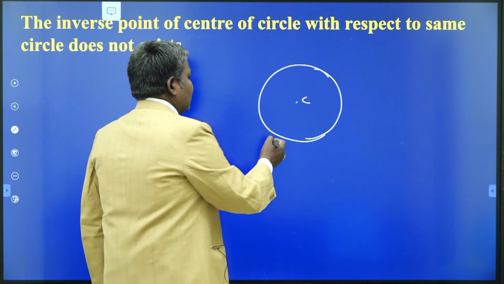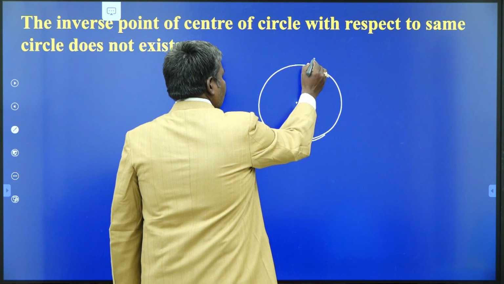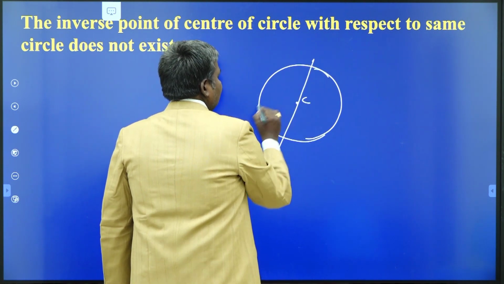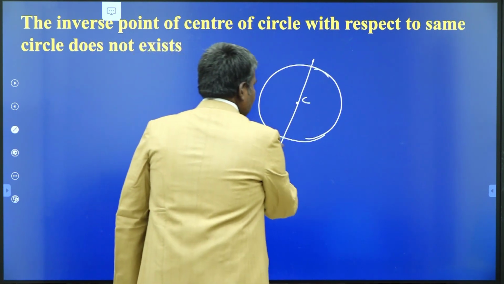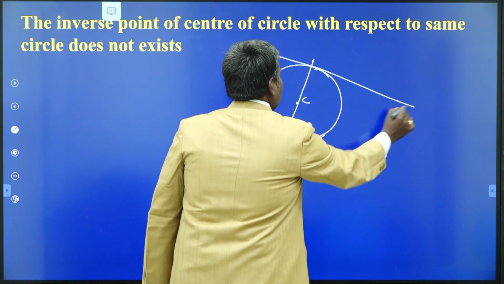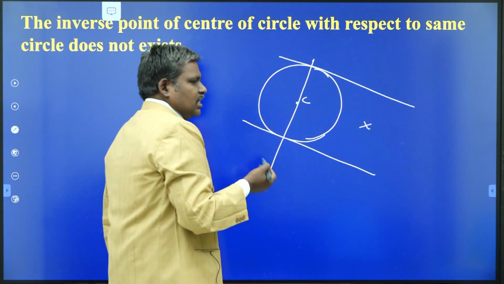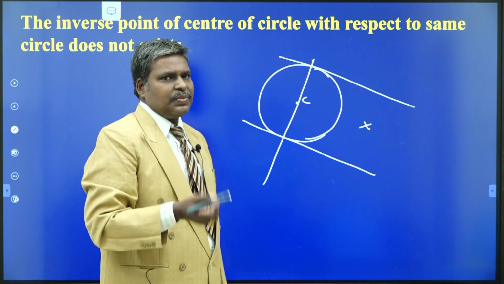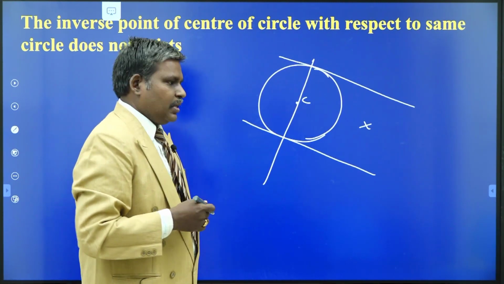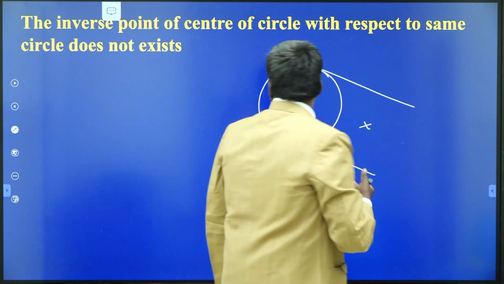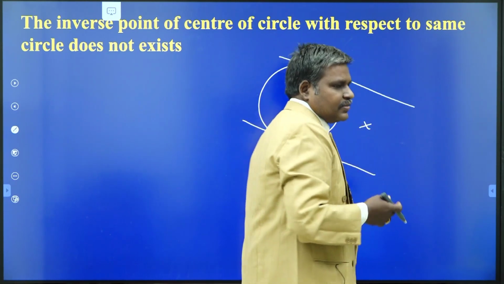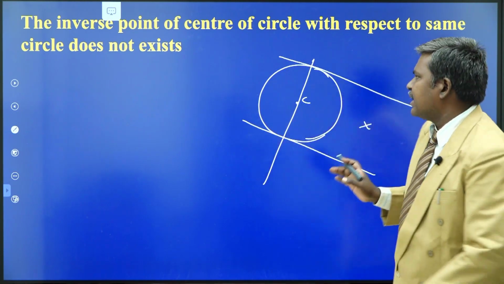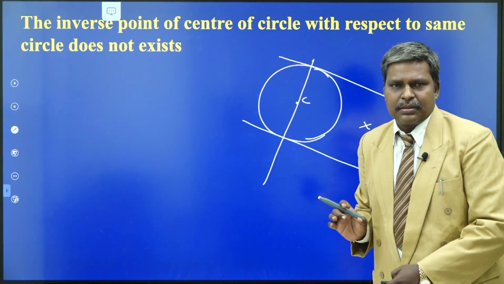If you want to write the polar of the center, what you have to do? You have to draw the chords, secants through the center C. Draw the tangents at their extremities. They are parallel. They do not intersect each other. That is why the polar of the center of a circle with respect to the same circle does not exist. So the polar of the center of the circle with respect to the same circle does not exist.